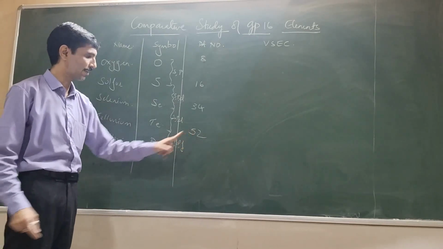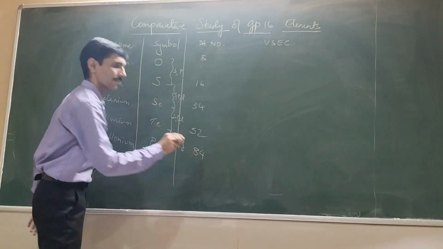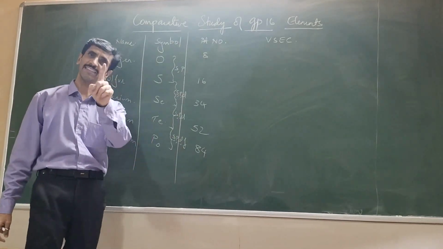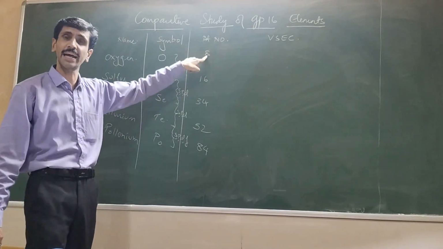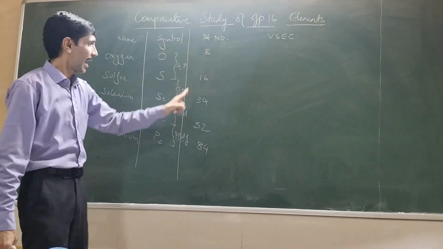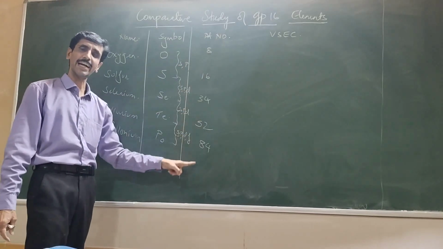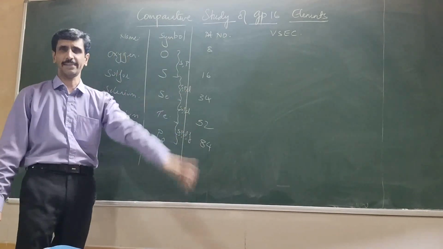So 32 and 52 gives you 84. So this is, my dear friends, a simple trick. If you understand the atomic number, remember the atomic number of the first element, oxygen, and if you can remember these rotations, you will easily get the atomic numbers. No need to buy heart.